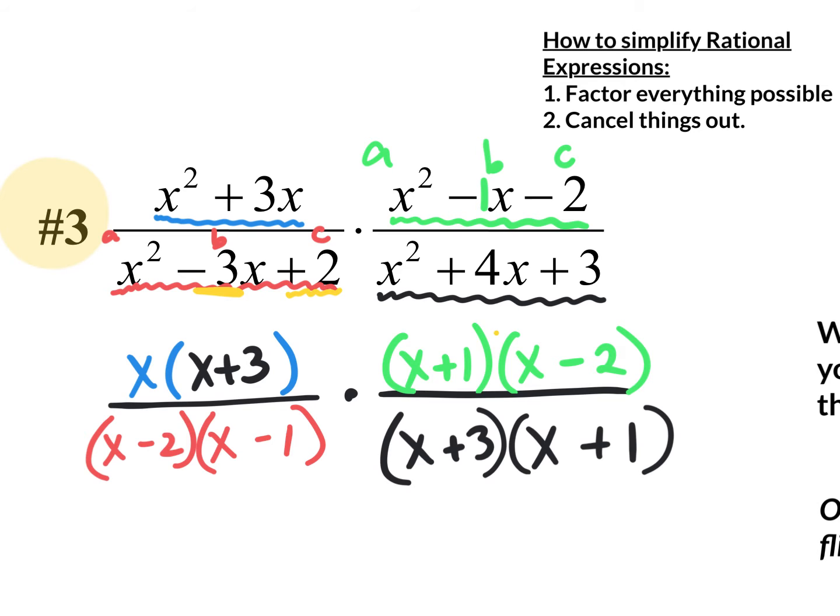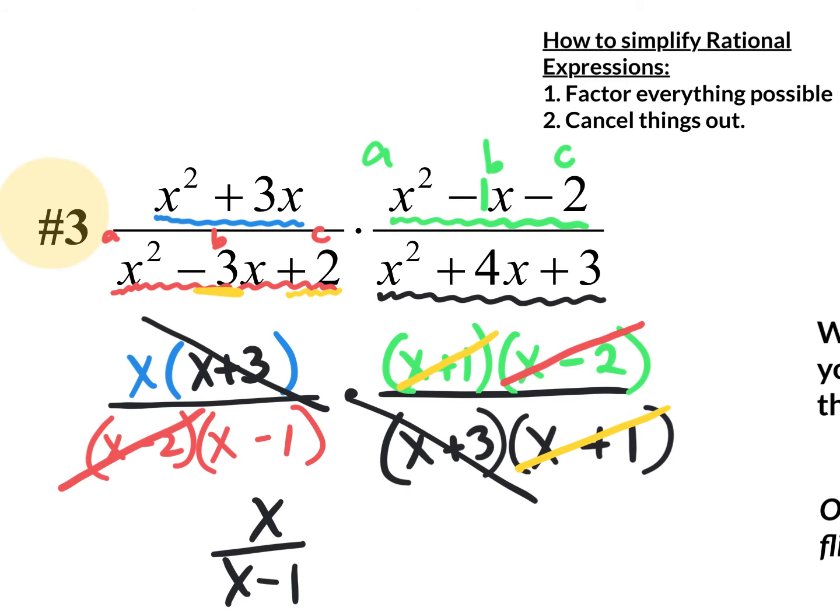X plus 1, this x plus 1 right here with this x plus 1 down there. X minus 2, this guy over here, x minus 2 up on top, cancels with the x minus 2 on the bottom over here. And the x plus 3, right? This x plus 3 cancels out with that x plus 3. So what do we have left? We have an x up on top and an x minus 1 on the bottom. And this is our answer.